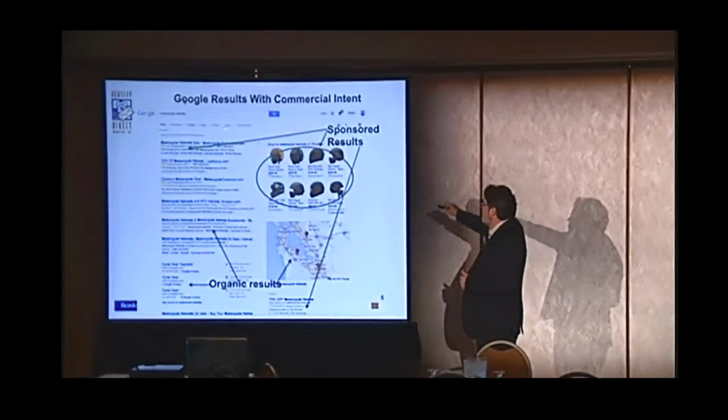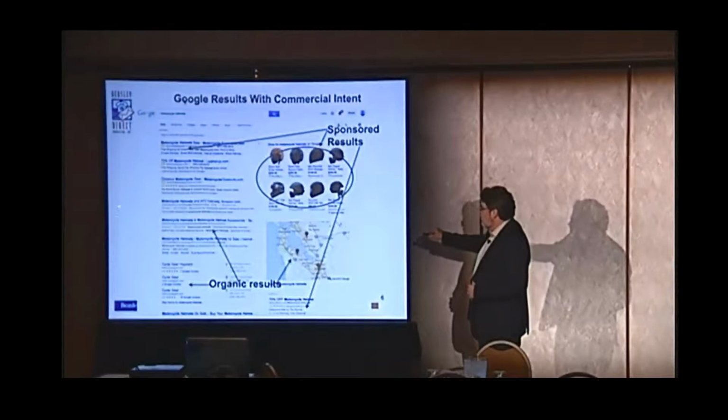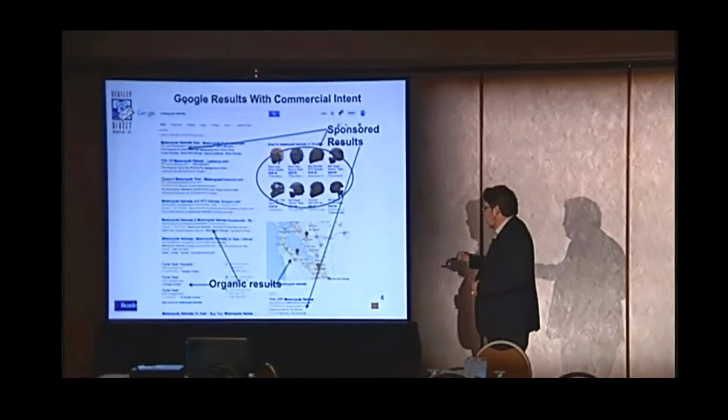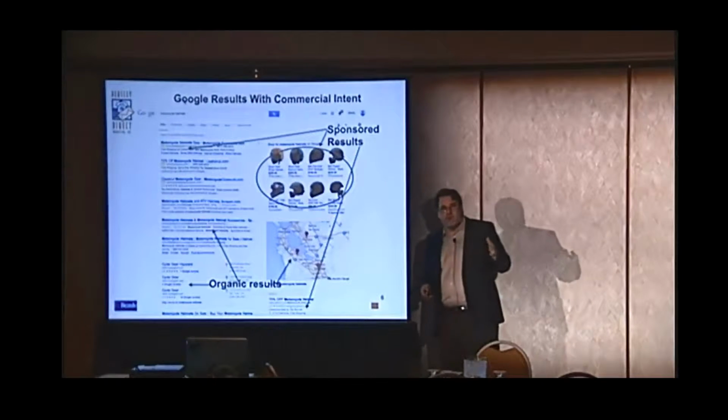You have a couple ads here, you have shopping ads here, you have more ads down here on the right, but then for what we're really focusing on, you have your organic search results here, and you have some organic search results on the map pack. That's for a search with commercial intent.